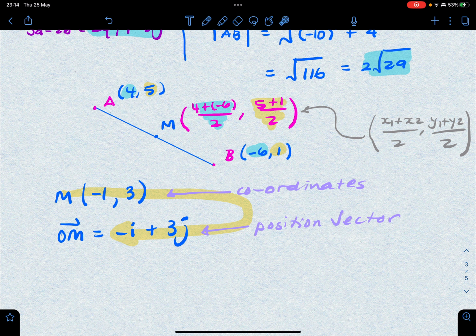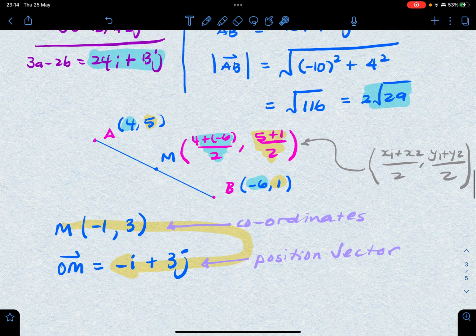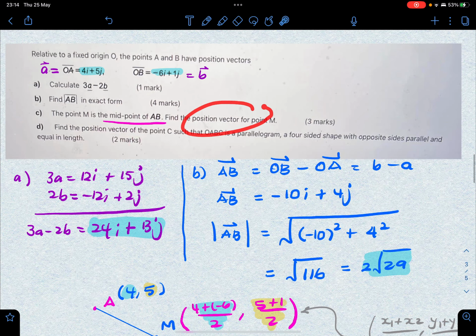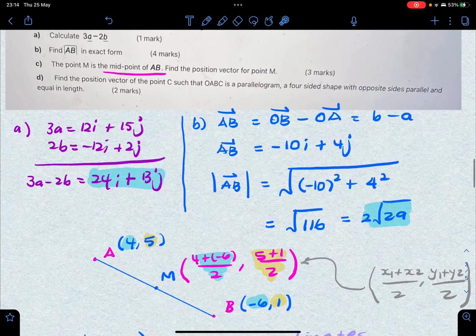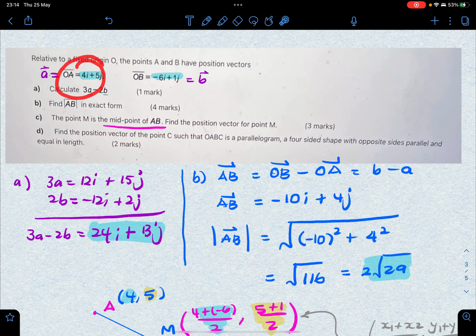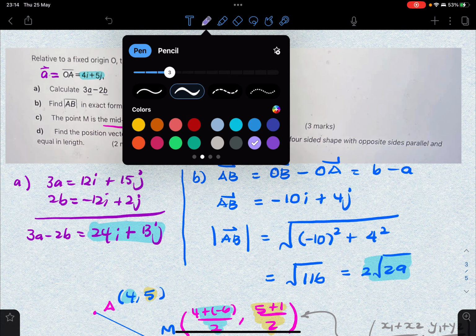So the coordinates are just written x, y, and the position vector is written with i, j, and the question is asking for the position vector. So that's the answer. Another way of finding this is simply adding OA plus OB over 2.